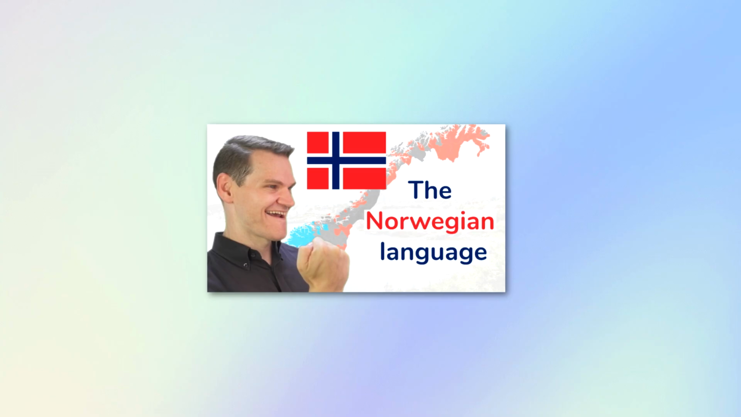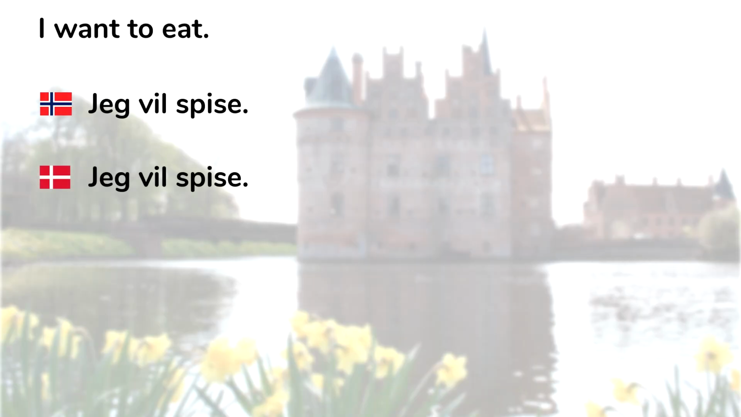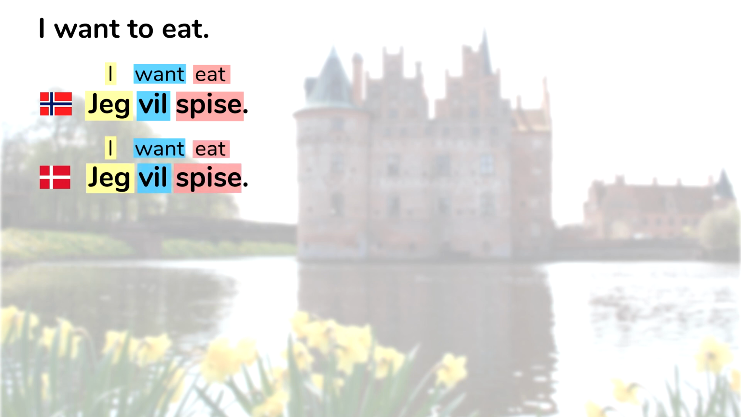If you've seen my previous video on Norwegian, you may recognize these sentences. These sentences mean I want to eat, in Norwegian, Jeg vil spise, and in Danish, Jeg vil spise. Here we can see two sentences that are identical on paper. Of course, there are some slight differences in pronunciation, but nothing really worth pointing out.